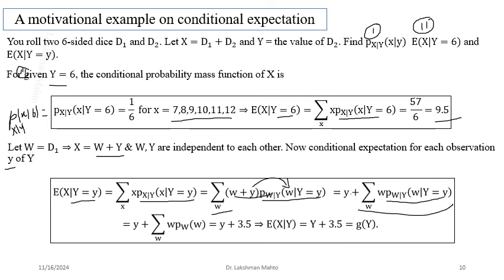So this is the average of the outcomes that come in the dice, and that is 3.5. So what did you get here? The conditional expectation of X given Y equals y is actually y plus 3.5.